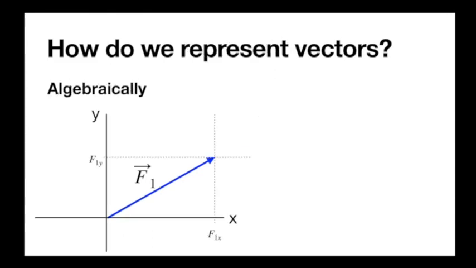Algebraically, to add them, to complement our graphical method, we break them into components. So for every vector, if we put down a set of coordinates, we can identify its x component, which is just how far it goes in the x direction, and its y component, how far it goes in the y direction, and identify that one vector with two numbers.